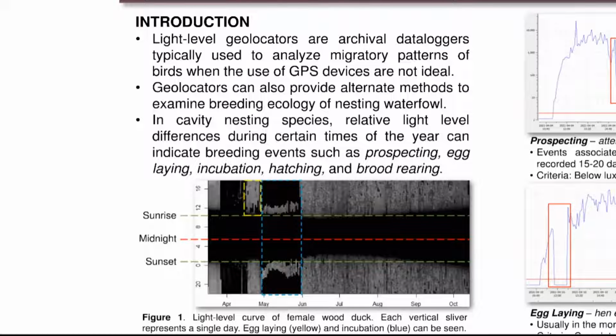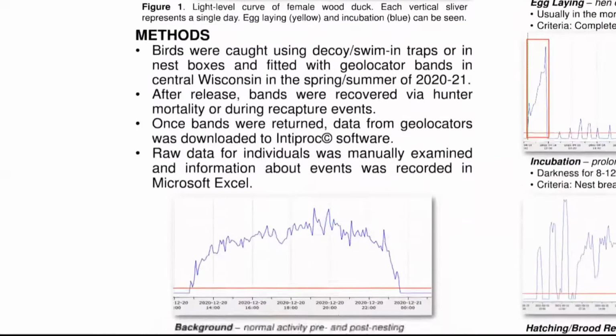hatching, and brood rearing. Figure 1 shows a light level curve of a female wood duck caught in a decoy trap. The x-axis shows time in months, and the y-axis shows time of day. Dark parts of the graph indicate times when no light reached the geolocator, and each vertical sliver represents a single day recorded. Outlined in yellow is when she was laying her eggs, and outlined in blue is her incubation period. In later graphs, I will show you what this looks like on a finer scale.